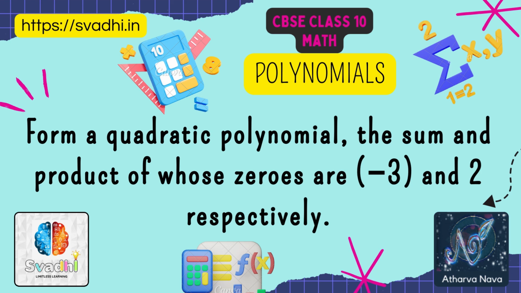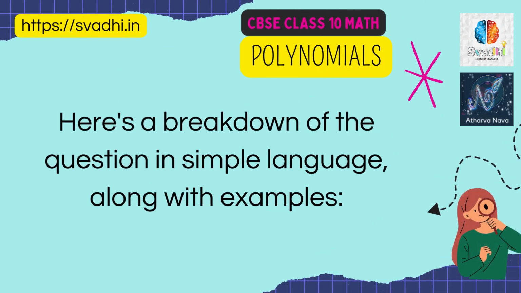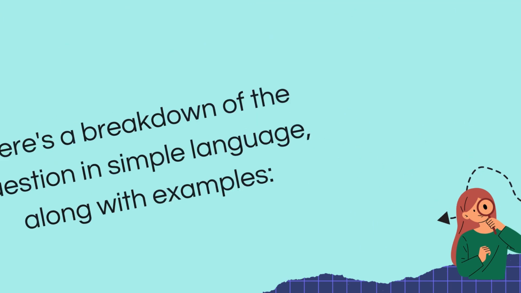Form a quadratic polynomial, the sum and product of whose zeros are -3 and 2 respectively. Here's a breakdown of the question in simple language, along with examples.